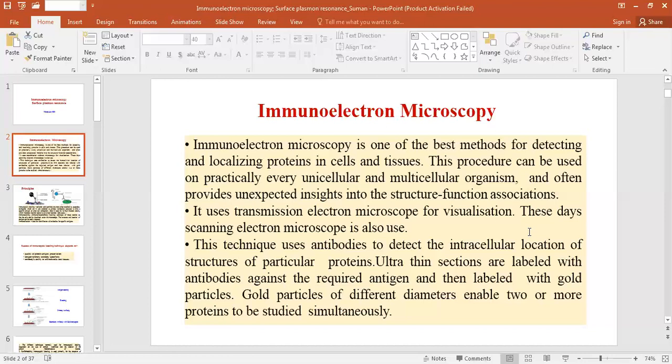So ultrathin sections of the tissues are labeled with antibodies against the required antigen and then labeled with gold particles in the form of a secondary antibody conjugate. So gold particles of different diameters enable two or more proteins to be studied simultaneously.